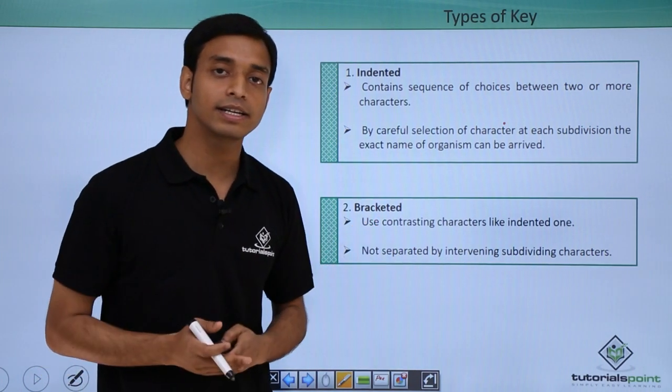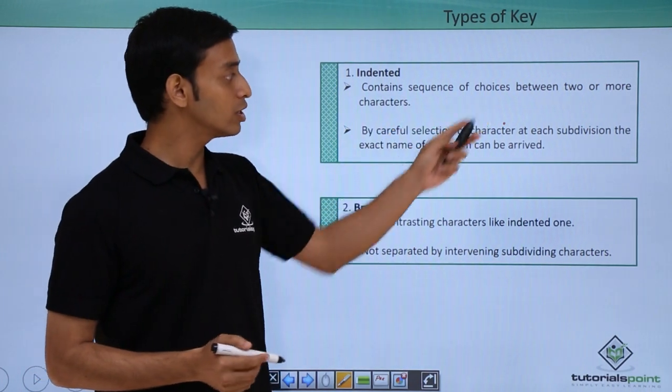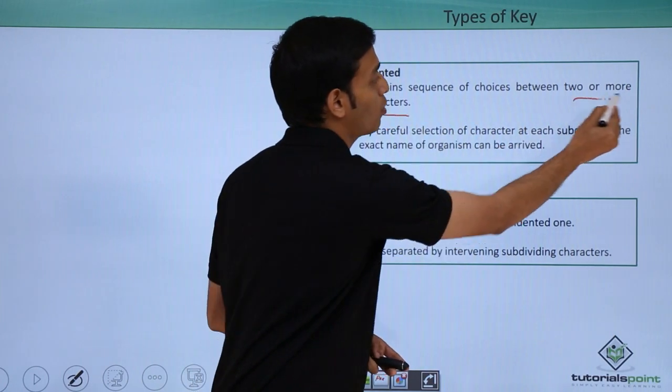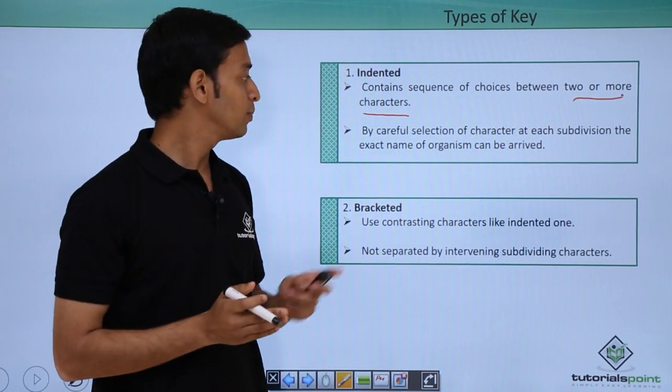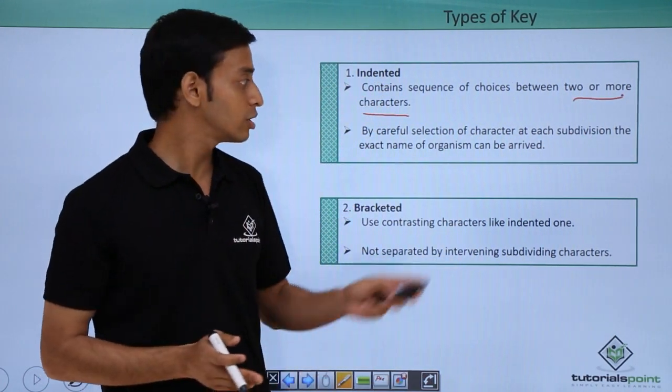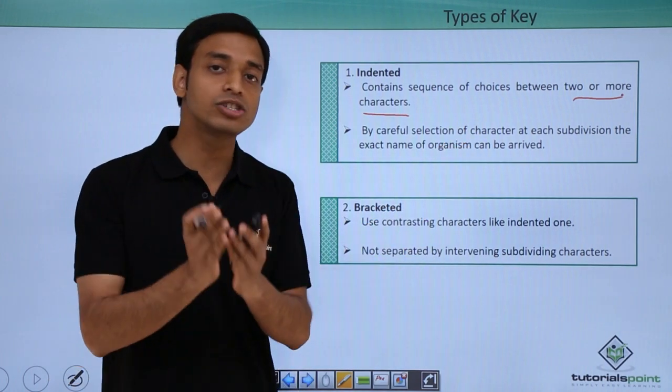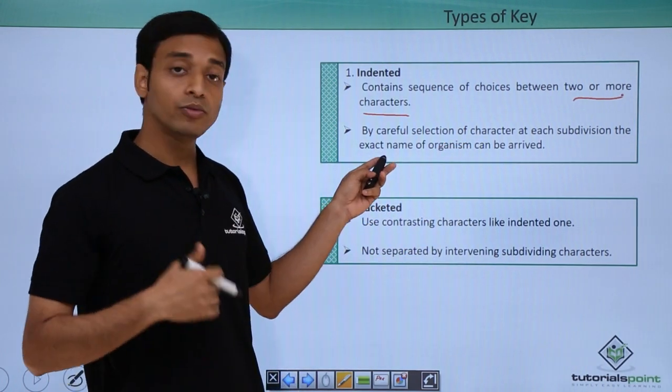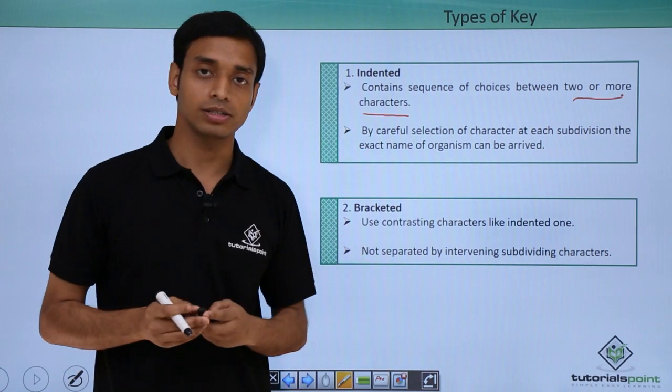So, what is an indented key? Indented key contains a sequence of choices between two or more contrasting characters. Here, by careful selection of the characters at each subdivision, we can extract the name of the organism.